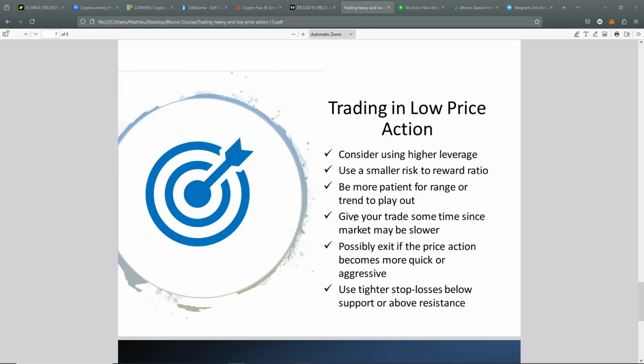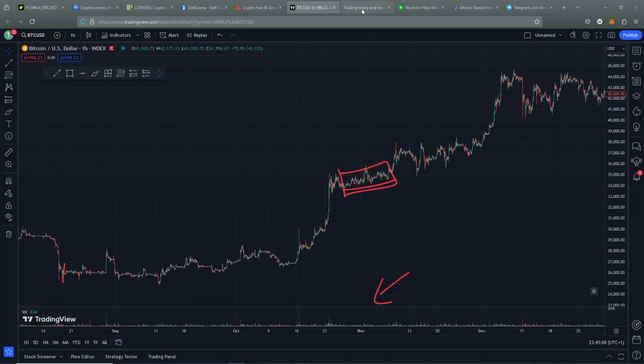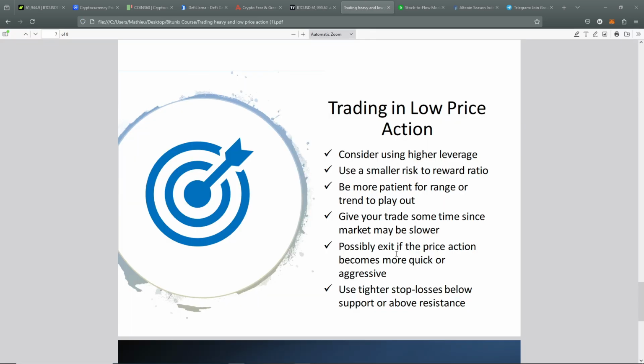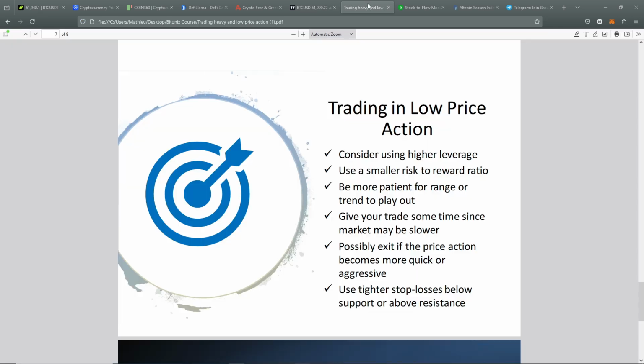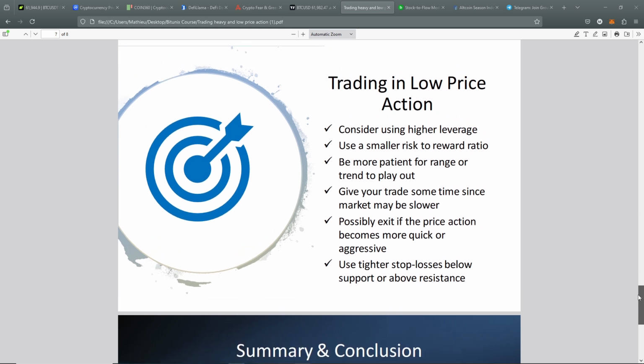You can give your trades more time to play out because, of course, we know that we're playing a slower trade, okay? And you'll typically want to exit if all of a sudden, like over here, you see a big spike in price action and in volatility, okay? And you will typically be able to use tighter stop losses below support or above resistance to further minimize risk.